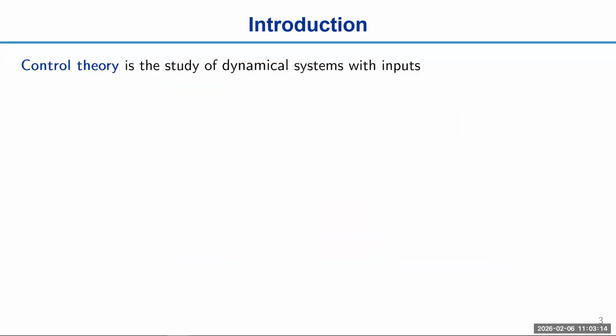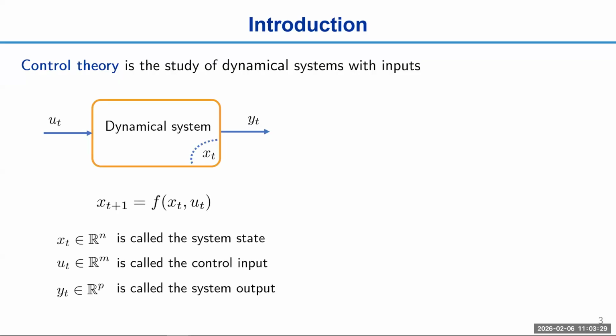So today I'm going to talk about some topics in control. I'm not sure how many of you have taken control classes before, so I would like to begin with a very quick introduction on control theory 101. In short, control theory is the study of dynamic systems with input. Typically we have a dynamic system with some input and some output. Here we use X to represent system state, U to represent control input, and Y to represent system output. Normally the output could be the state itself or a function of the state.